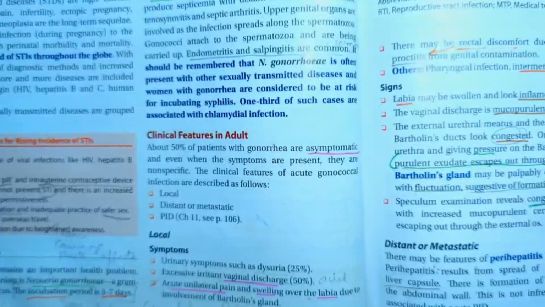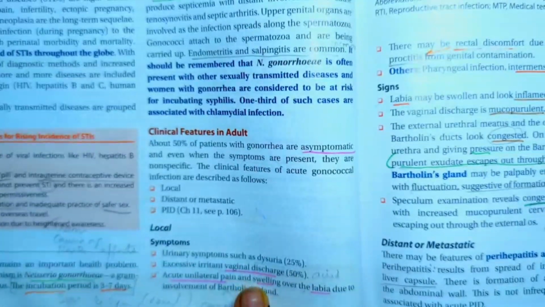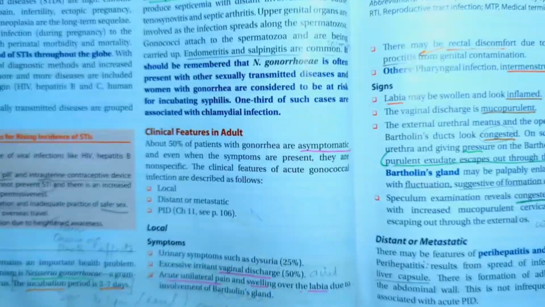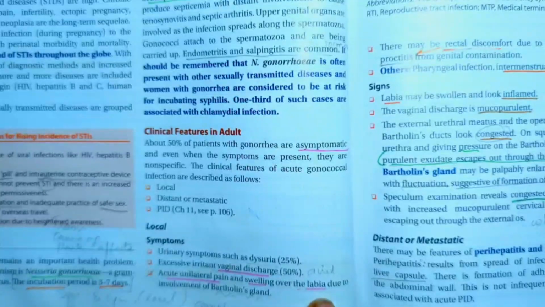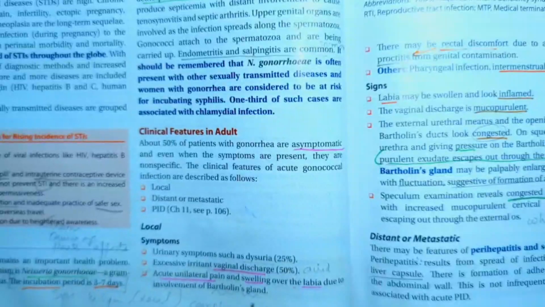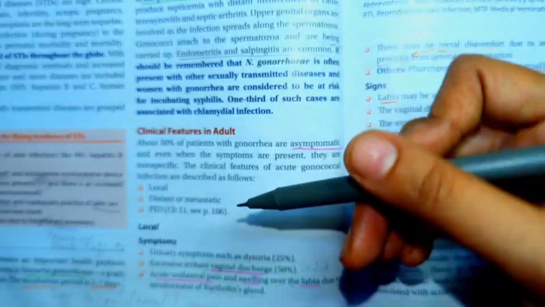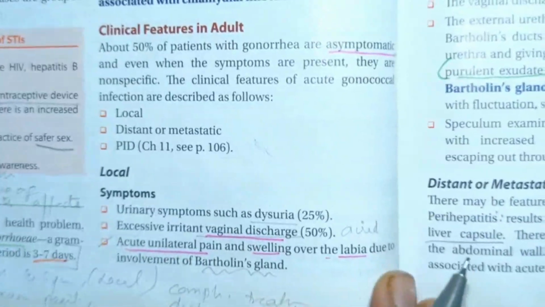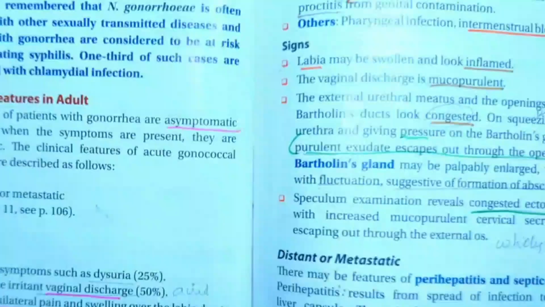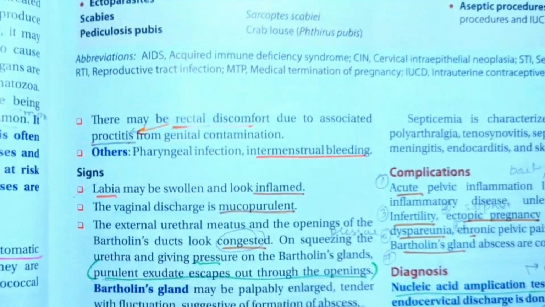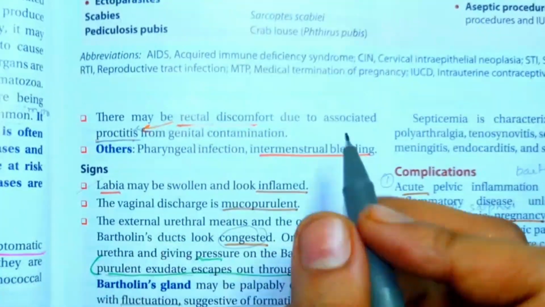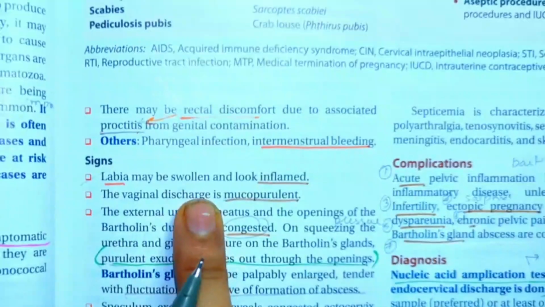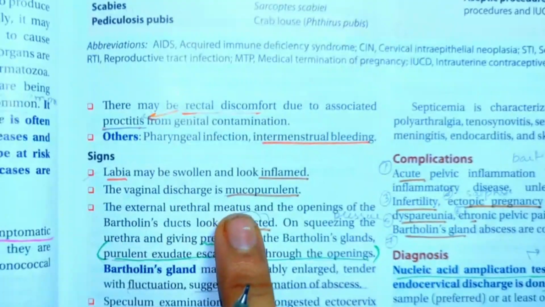If local symptoms are seen, they will have dysuria, excessive vaginal irritation, vaginal discharge, and acute unilateral pain. Swelling in the labia will be seen because of the involvement of Bartholin's gland, the site of infection and inflammation, so the labia are inflamed. There can be rectal discomfort and intermenstrual bleeding. The labia will be swollen and inflamed. Discharges will be mucopurulent.